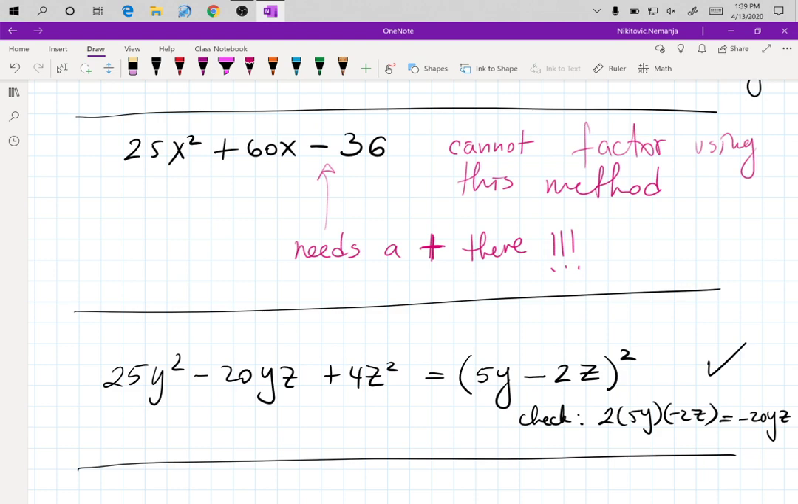And if these are perfect squares and this is a plus, then you can use the square root of the first, sign of the second, square root of the third, everything's squared. And then you must check to make sure that the middle term matches. So you take your a, you take your b, 2ab, and that has to match what you have over there.